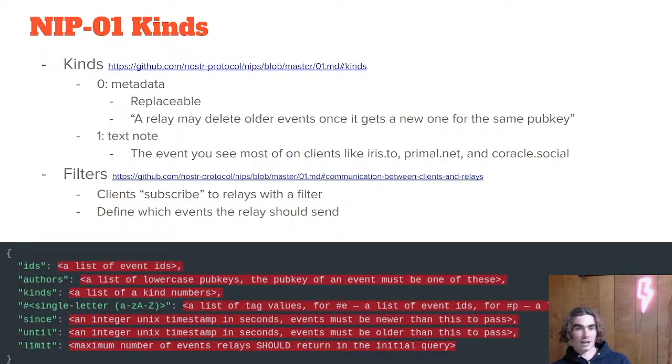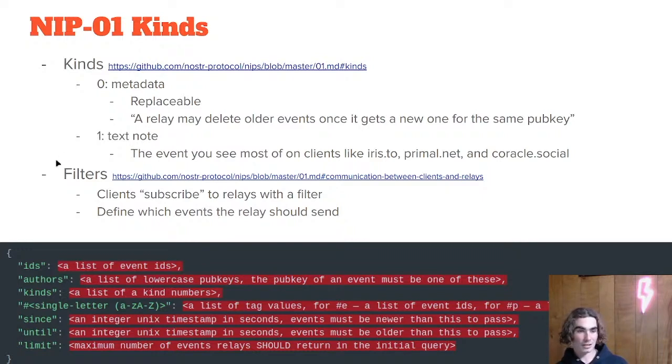So some more on kinds. NIP-1 defines kind 0 and kind 1. Kind 0 is a metadata event. I like to think of it as your profile. That's pretty much what it is, but it doesn't have to be your profile in the traditional sense, but that's what we're going to be using it for today. And it is a replaceable event. In the spec it says a relay may delete older events once it gets a new one for the same pubkey, because if you update your profile, then no one cares about the older one.